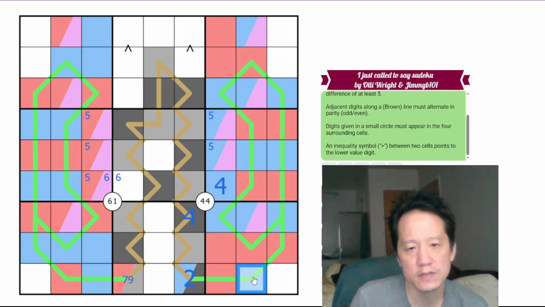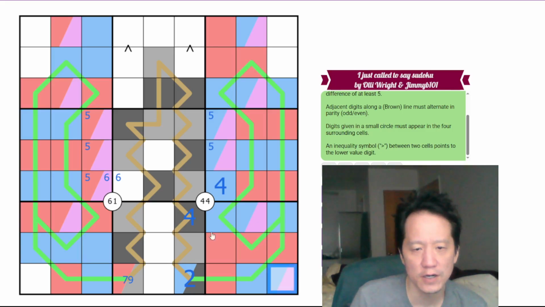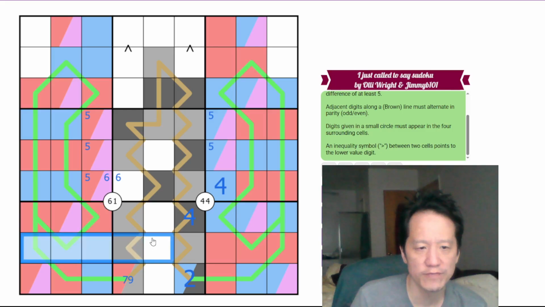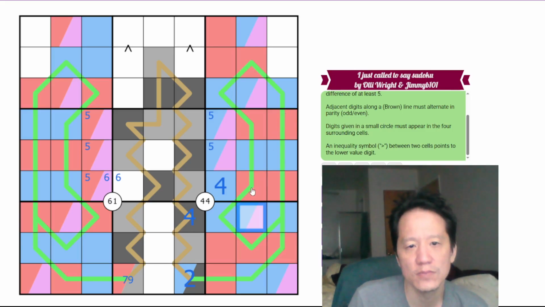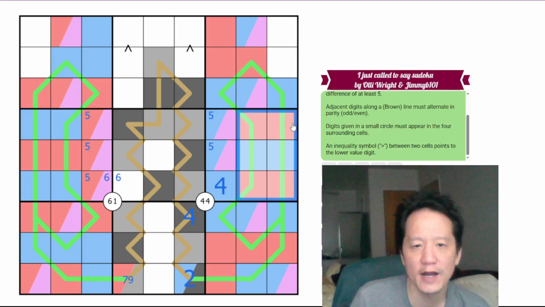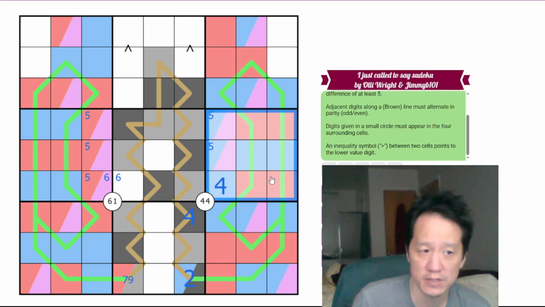Let's see. These digits are 1, 2, 3, or 4. This is blue or a 5. This is high or 5 because we have 4 lows in that box and 4 highs in this box. We have 4 high digits in this box, which means one of them must be a 6.